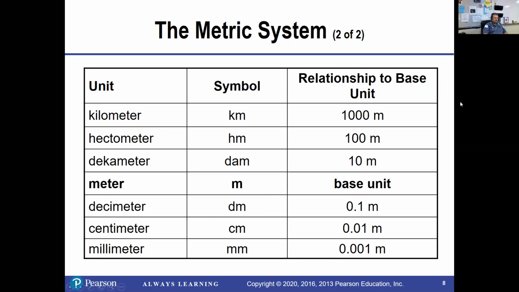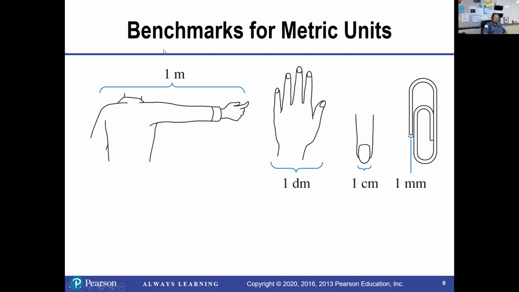And we'll kind of do one for you. Now, where these units come from: a meter is from your shoulder to the tip of your finger, basically. A decameter is the width of your hand. A centimeter is only the width of your finger, not quite an inch. And a millimeter is just the width of that little part of the paperclip, very small.